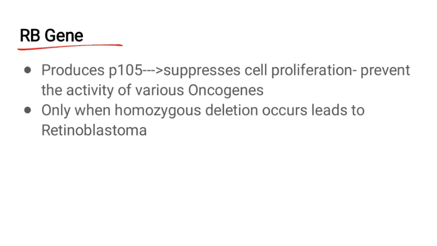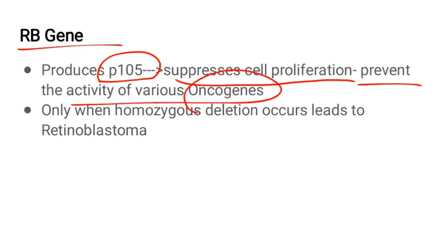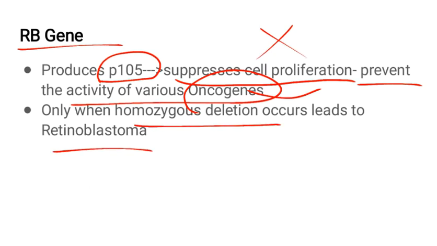This RB gene, retinoblastoma gene, is going to produce a protein P105, okay. This suppresses the cell proliferation, so it prevents the activity of various oncogenes. So if the cell proliferation is getting suppressed, then oncogenes cannot act, right? Only when there is homozygous deletion, that is when both the alleles of this RB gene are deleted, it will lead to retinoblastoma. Both the alleles should be deleted, that is homozygous deletion.